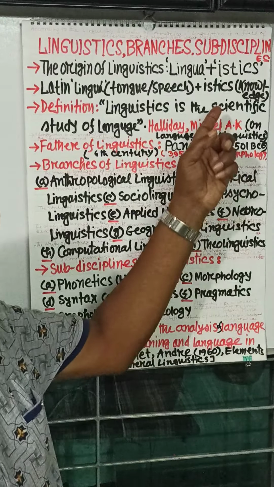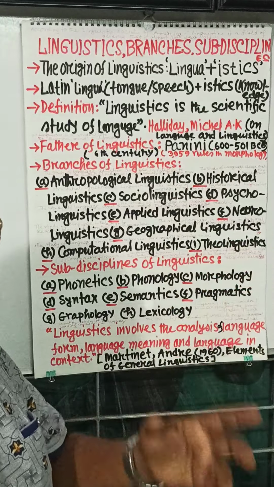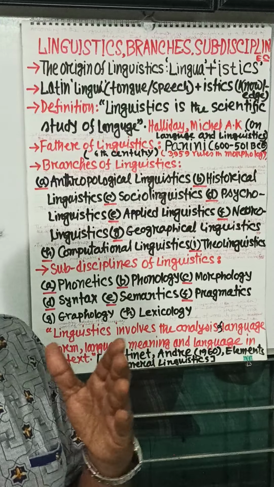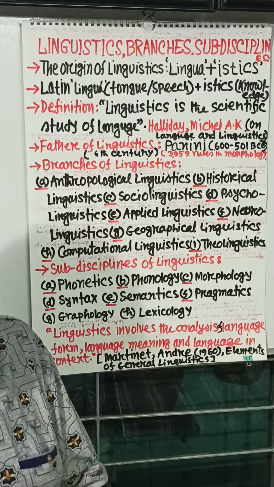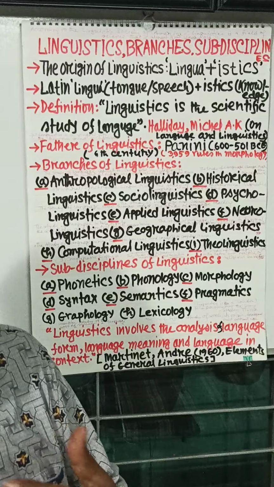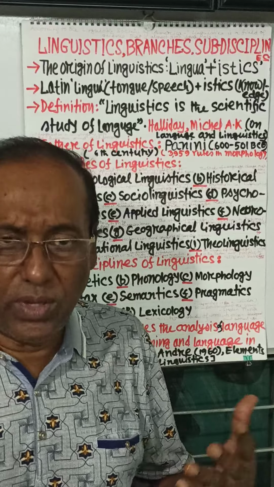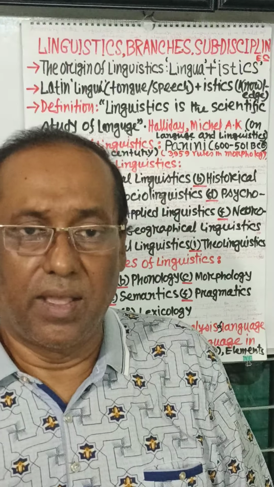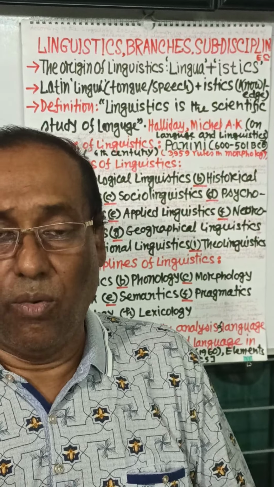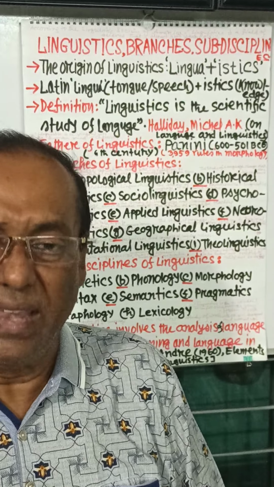And another word is strix. In Latin, strix means knowledge or science. So etymologically, linguistics means the knowledge of speech or language. In fact, linguistics is the grammar of language. Now, let me give some definitions of linguistics.